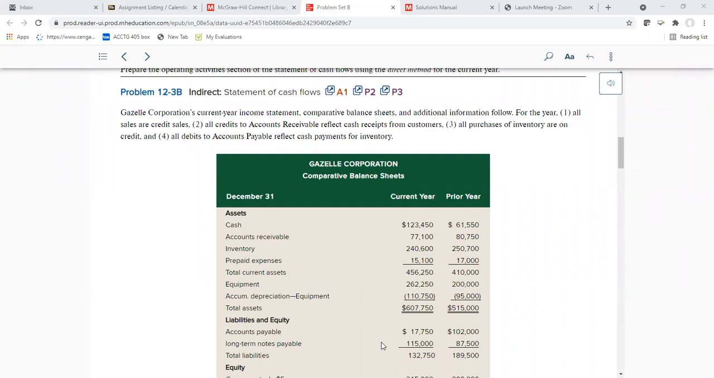Okay. All credits to accounts receivable reflect cash receipts from customers, and all purchases of inventory are on credit, and debits to accounts payable reflect cash payments for inventory.